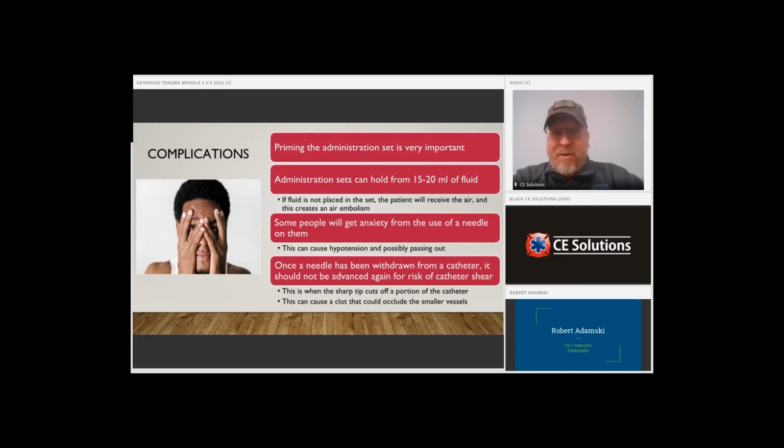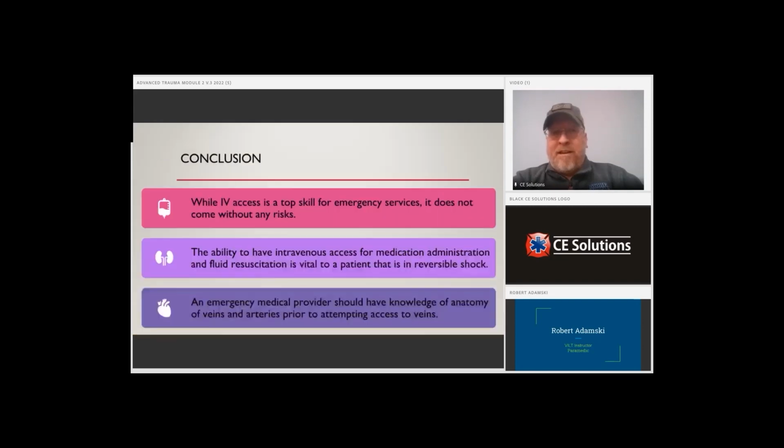Explain why you're starting the IV. Tell them that you're going to be able to help them. Deal with either their medical problem, like if they're having a heart attack, you're going to be able to administer medication. Or if it's a trauma patient, you're going to be able to give them fluids to help replace the blood they've lost till they get to the trauma center. So that's important.